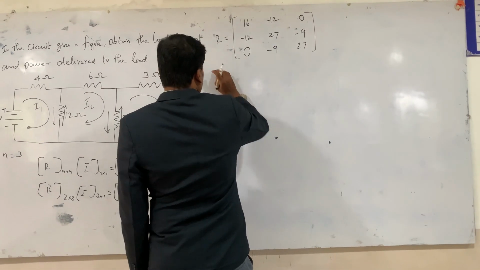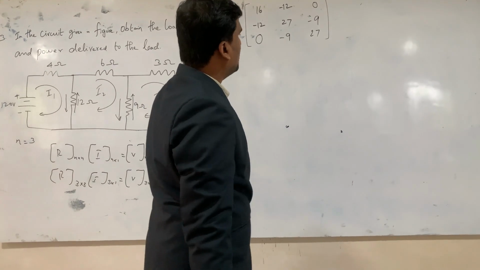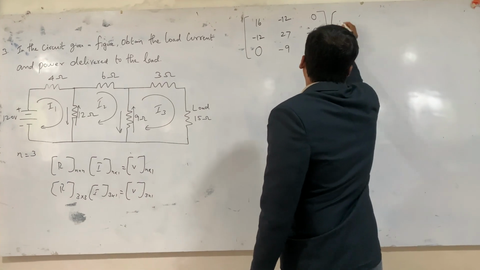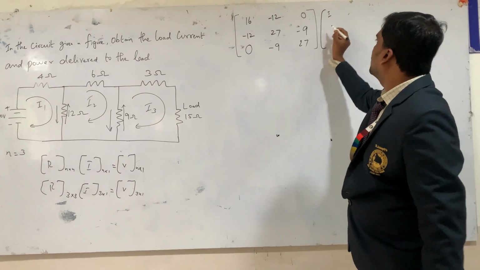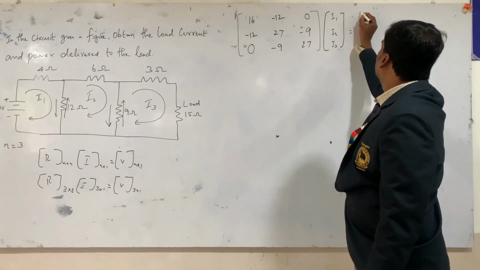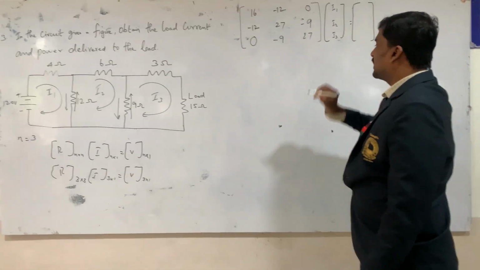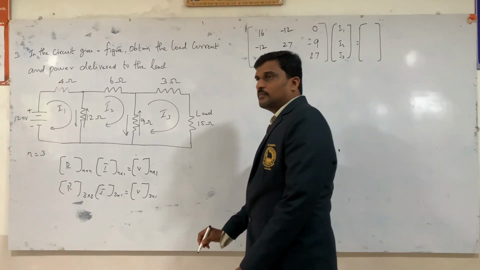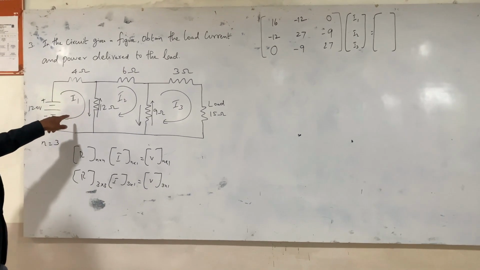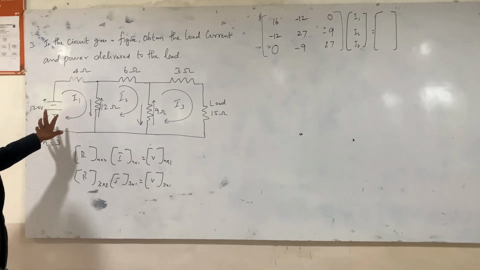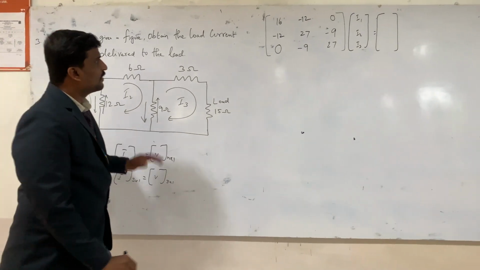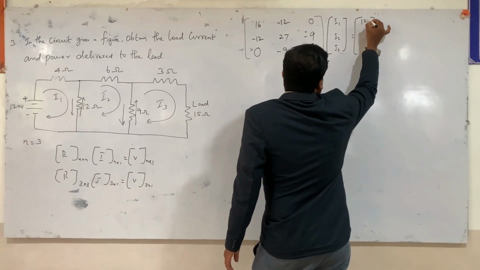So we can directly find the matrix equation, which is equal to R into I. We have 3 currents, I1, I2, I3, which is equal to V matrix. So here we can find the V matrix for this mesh. In loop 1, the voltage source available here it is 120 and no other source available. So the direction of current leaving is positive. So we can take 120 for loop 1.